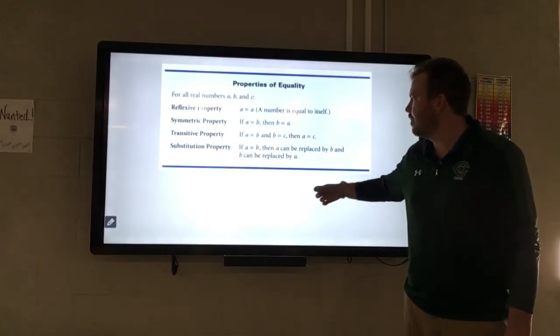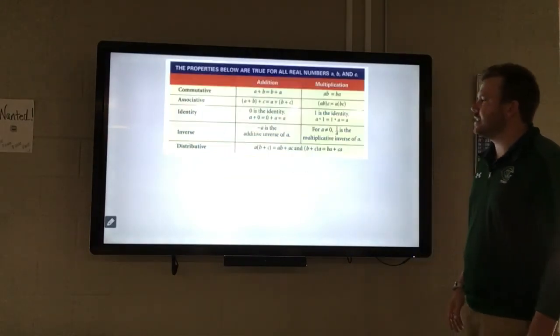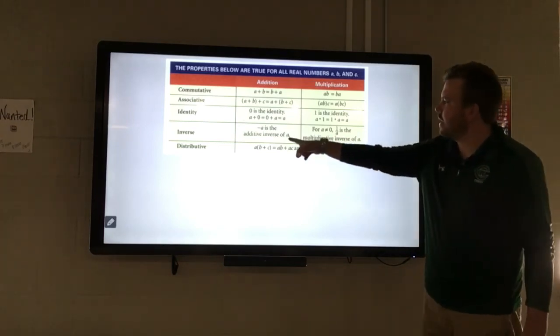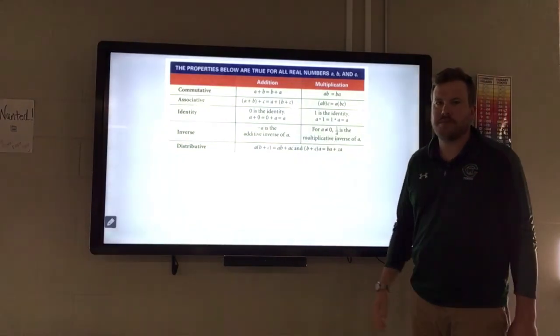So, in summary, here's the properties we looked at today. We also involved the inverse property here, which we'll talk about more in the next section.